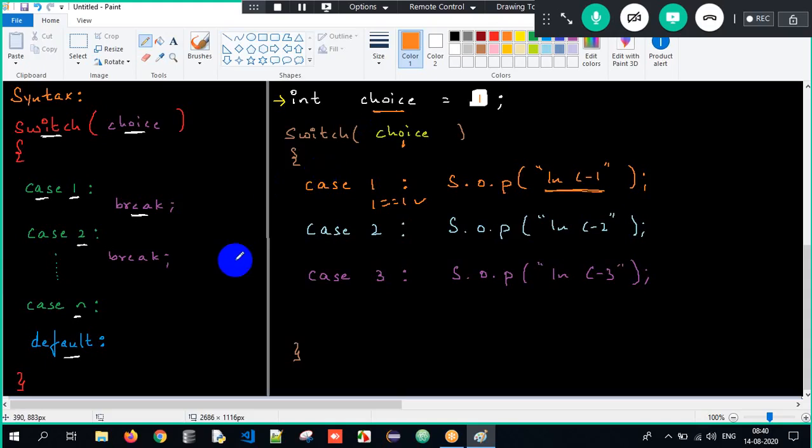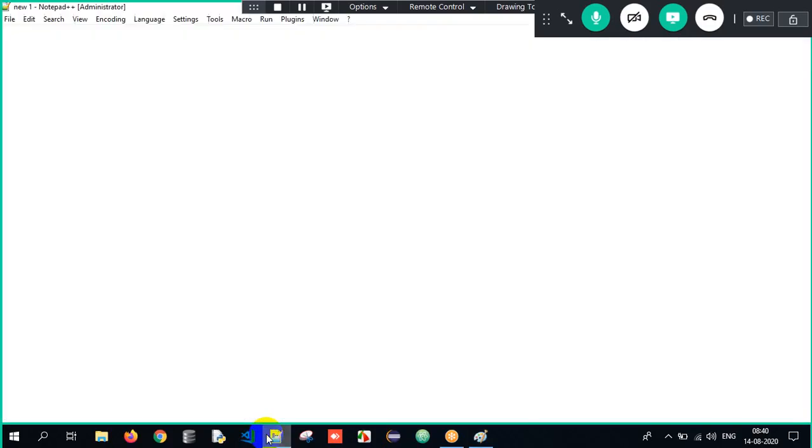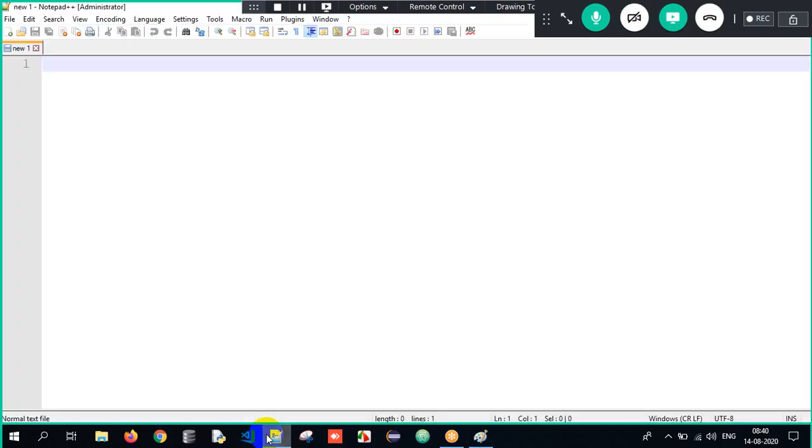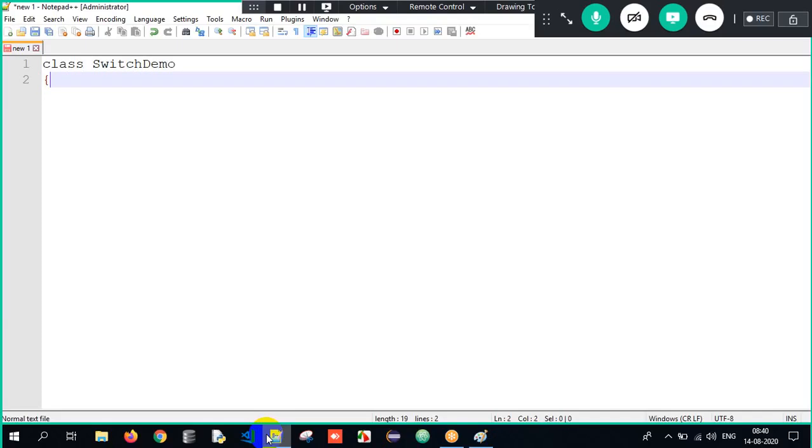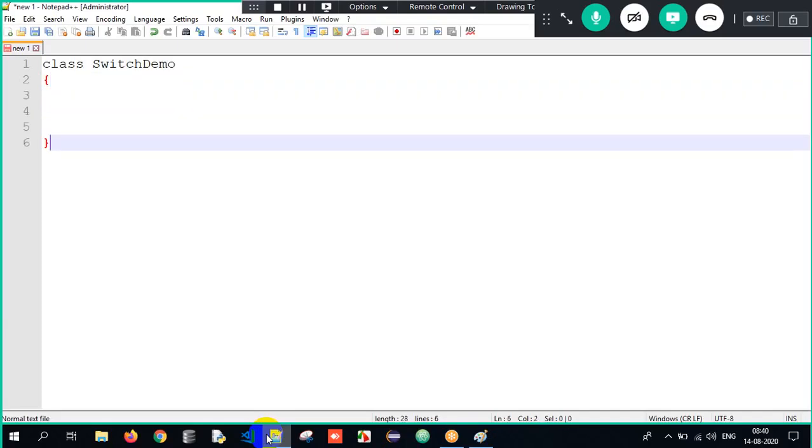Now which is the editor we have to open? We can open Notepad++, right? I open Notepad++. You can make use of either Notepad or Notepad++ initially. Now let me write a program here. In order to write a Java program, the first step is we have to create a class. The class name I give as SwitchDemo. Open curly braces and close curly braces.